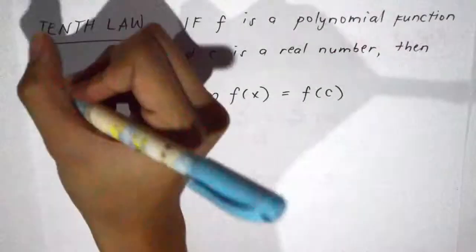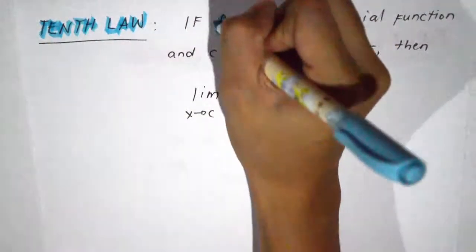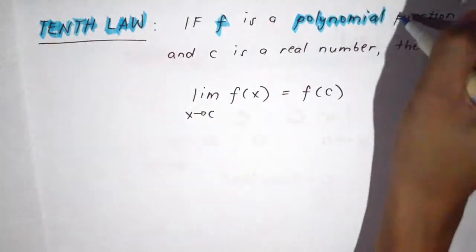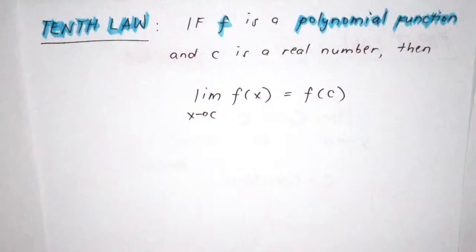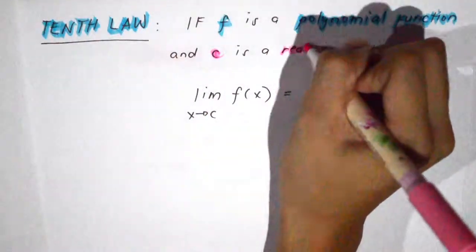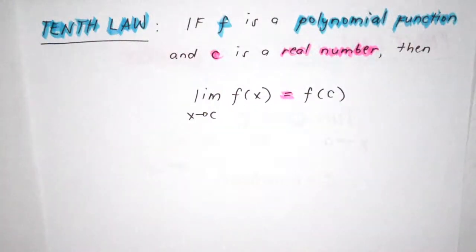The 10th law is all about the inequality of f(c) of the function to the limit of a function. The limit of a function is not always equal to the value of f(c) of the function. If the function is a polynomial function, then f(c) is equal to the limit of f(x). The limit of a function is not dependent on the value of the function.